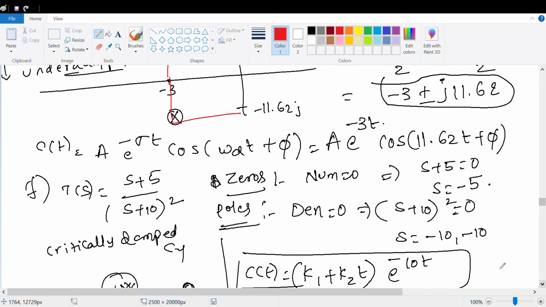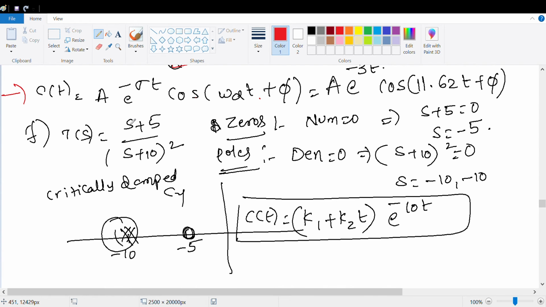Under damped system, and the general form of step response is A e^(-σt) cos(ωt + φ). Therefore, A e^(-3t) cos(11.62t + φ). And the next part is T(s) equals (s + 5) / (s + 10)^2.